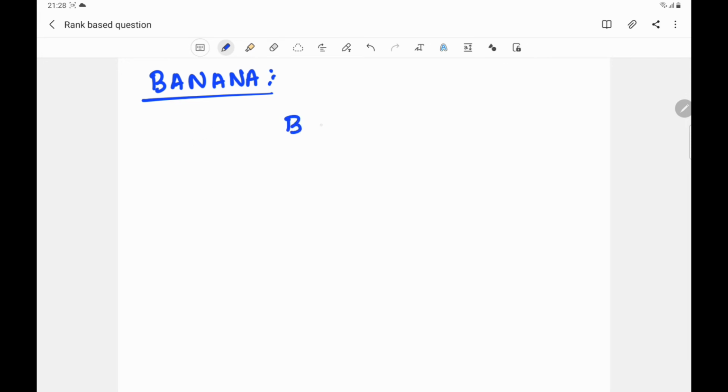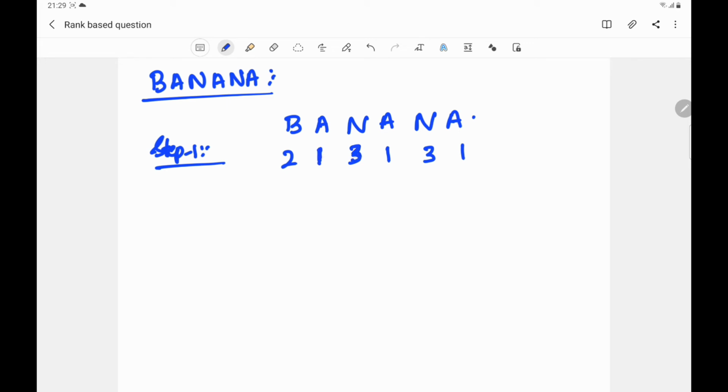So we'll write down the word here. Same step 1: banana. So this would be 2, 1, 3, 1, 3, 1. The ranks are given to each and every letter based on their appearance. Suppose A is going to appear first, so rank is given as 1. B is second, so rank is given as 2, and then A, B, C, D, and so on, and N would come after A and B, so that's why rank is given as 3.